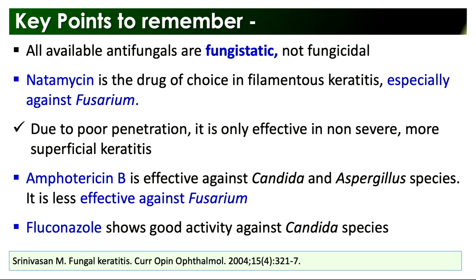So key points to remember: all antifungals are fungistatic in nature except one, which is not available. Natamycin is the drug of choice for filamentous keratitis, especially Fusarium. Then amphotericin B is effective against Candida and Aspergillus species, and it is not that less effective against Fusarium. And fluconazole showed good activity against Candida.